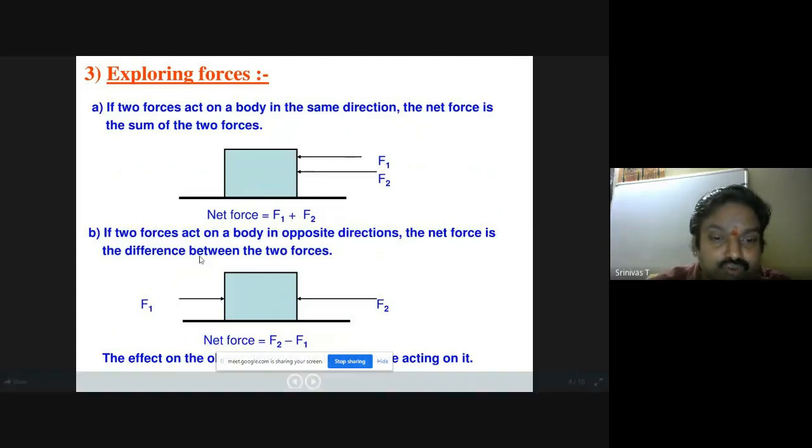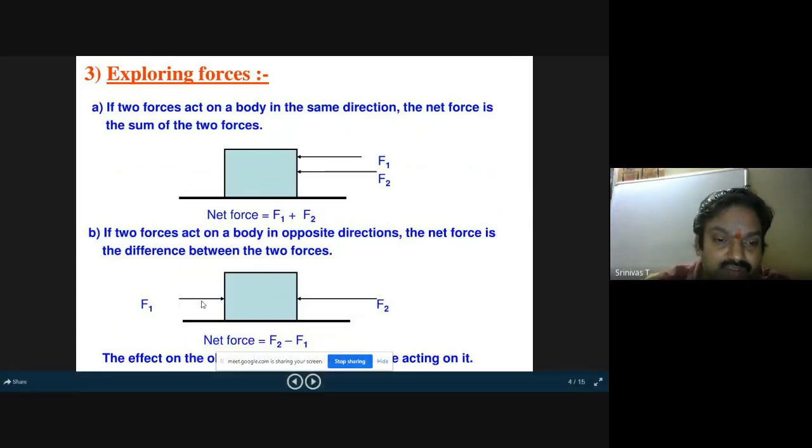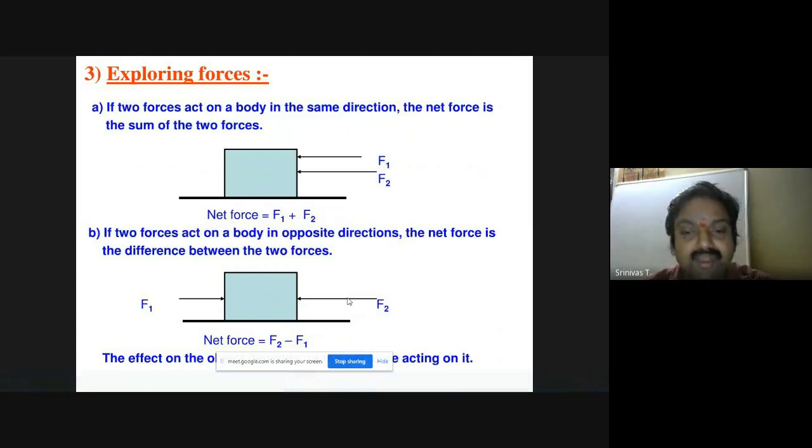You can see that magnitude-wise there is a difference: the magnitude of F1 seems to be quite less than that of F2 when you calculate the length of that vector. Therefore, the net force is equal to F2 minus F1. Now we can say something here.